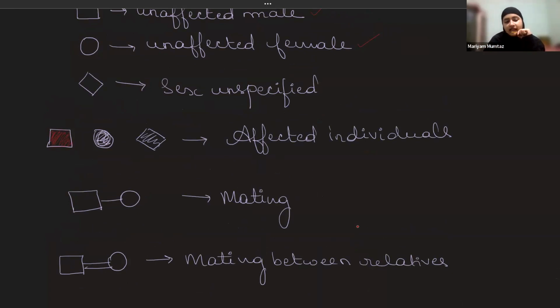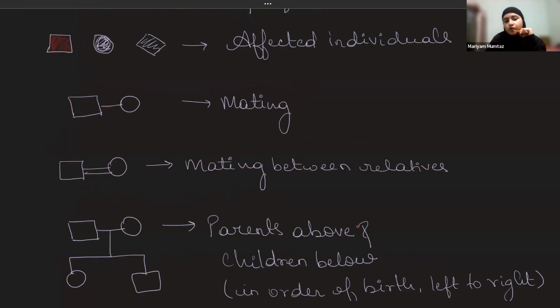Now, this line, meaning one male and one female connected with one single line, represents mating between them. And when two lines are present, it would represent mating between relatives, meaning marriage between relations. So that is represented by this.